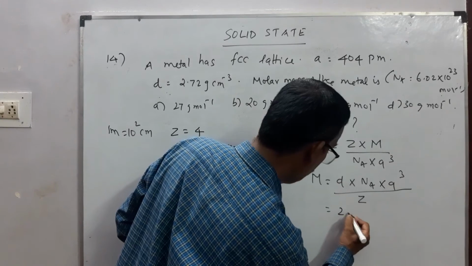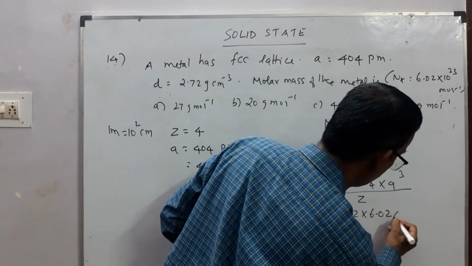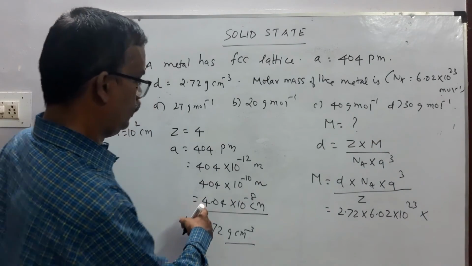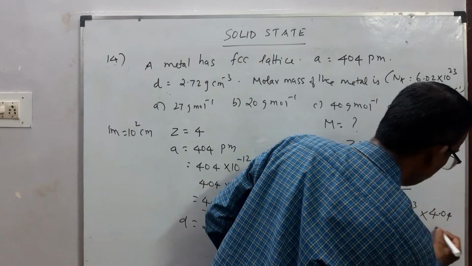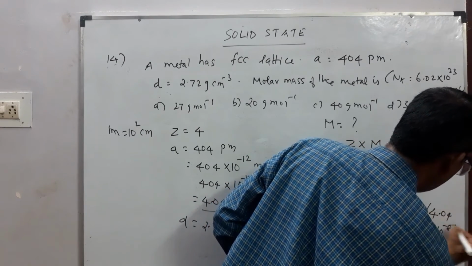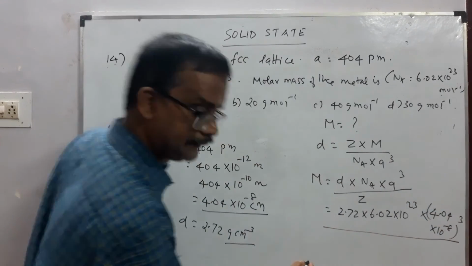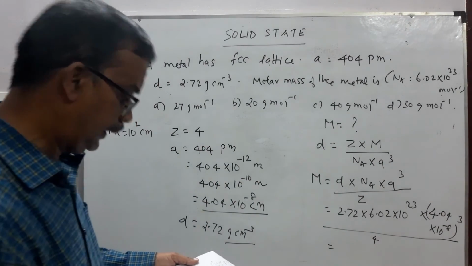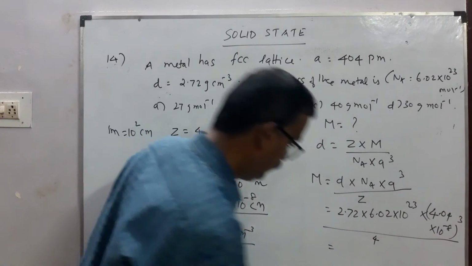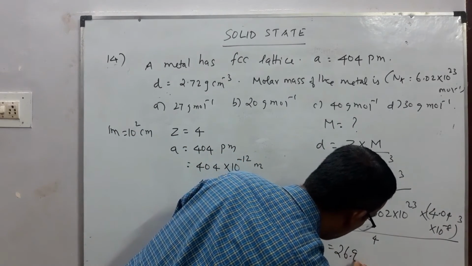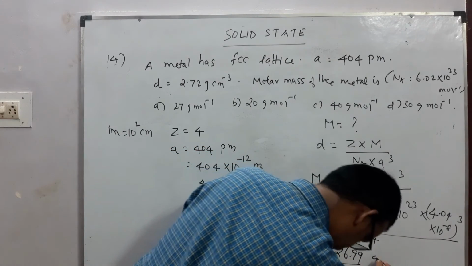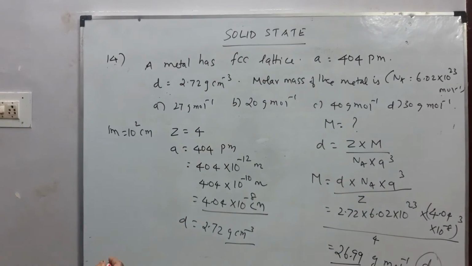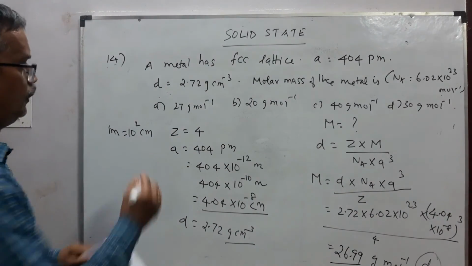d value 2.72, Avogadro number 6.02 into 10 to the power of 23, a value 4.04 into 10 to the power of minus 8 to the whole cube, divided by z value 4. Simplifying, we get 26.99 molar mass, gram per mole. So option A.